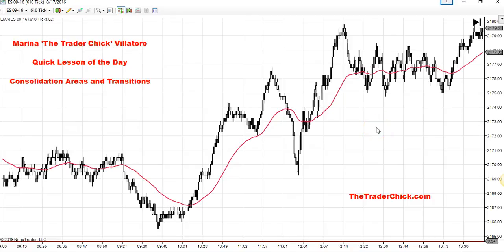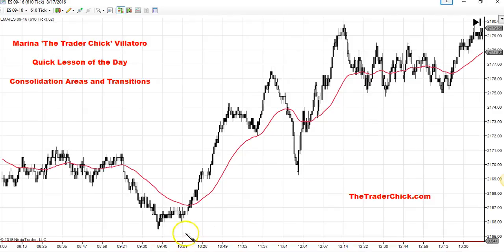In today's lesson, I'm going to go over consolidation areas and transitions. Technically, they are pretty much the same thing. We're going to go more into exactly what they look like. The main difference with a transition area is it starts off as a consolidation and turns into a transition area because the market transitions. It switches direction. Consolidation areas simply is a slowdown and the market continues in the same direction.